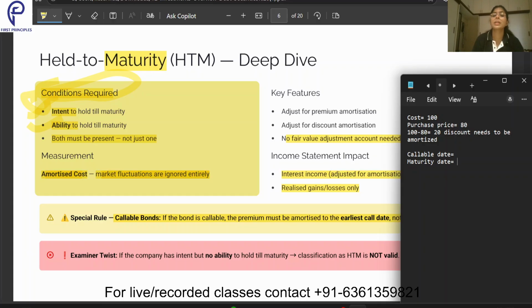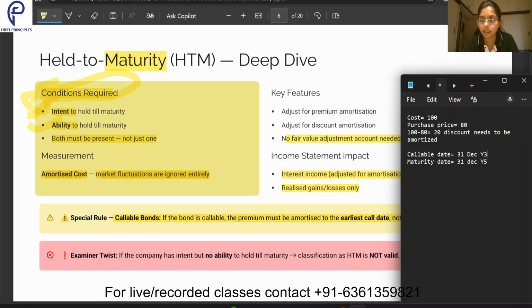A bond is what? When a company borrows money from the public, in exchange for that money they give them a document, which is the bond. On the bond, the interest rate, the duration, and the price are mentioned. After how many years it is going to mature is the maturity date. Now suppose this is 31st December year 5, but my callable date is 31st December year 3. In that case what happens?